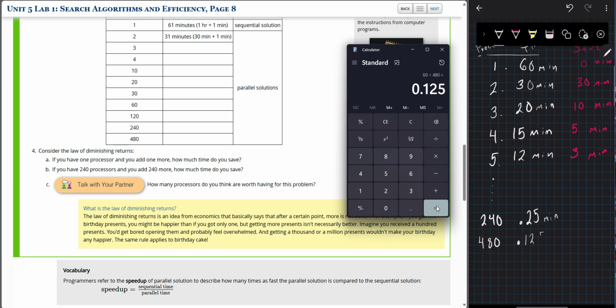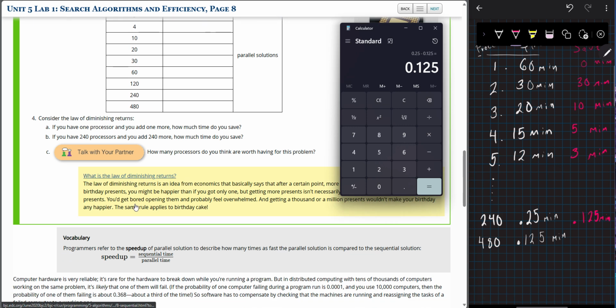0.125. So it's not a huge difference. We saved, what's that? 0.25 minus 0.125. That's literally just 0.125 minutes. Not a huge difference. They're decimals. But yeah, that's called the law of diminishing returns.